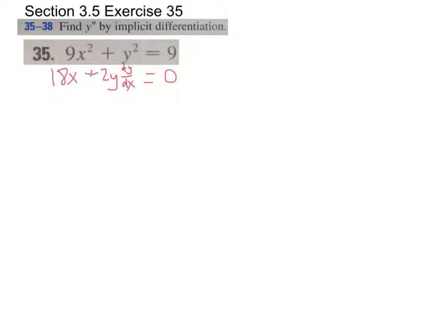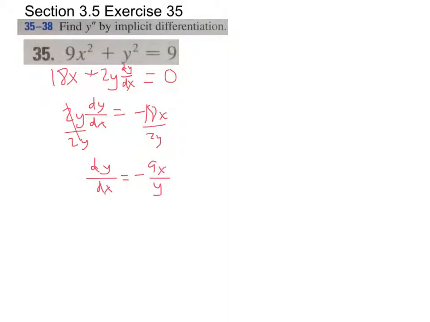So we're going to solve for dy/dx. We're going to move the 18x over. So we have 2y dy/dx equals negative 18x. And so we divide by the 2y on both sides. We get dy/dx equals negative 9x over y. So we have our first derivative.